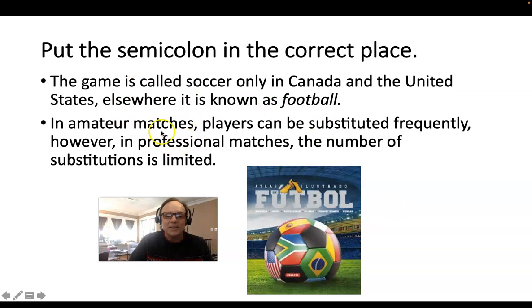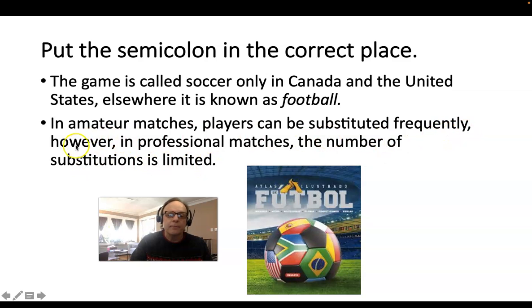So take a moment if you want to pause your video and see if you can put the semicolon in the right place in each one of these sentences. The game is called soccer, only in Canada and the United States. Elsewhere it's known as football. So if you paused it, we have two independent clauses. A semicolon could go right here where that comma is. In amateur matches, players can be substituted frequently. However, in professional matches, the number of substitutions is limited.